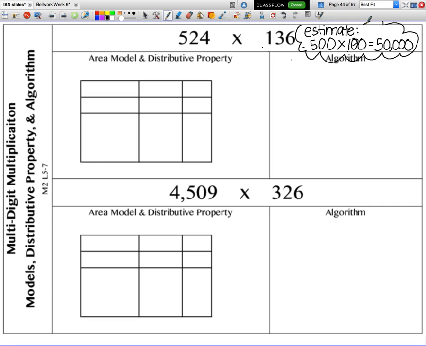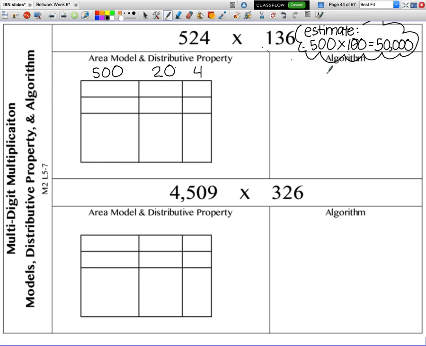All right, so first thing we're going to do here is our area model. So remember, we're going to start with 524, and we're going to break it apart into bite-sized pieces or expanded form across the top of this area model. So starting up here at the top, I'm going to start with 500. My next box is 20, and my last box is 4. So then coming down the side here, I'm using 136.